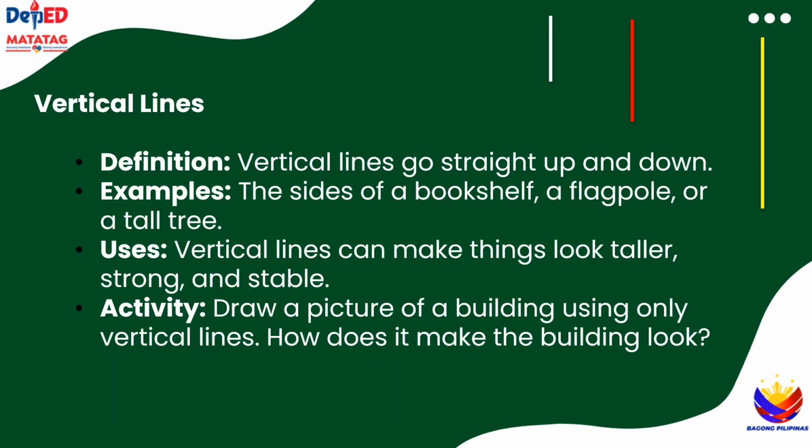Vertical lines go straight up and down. You can see them in the sides of a bookshelf, a flagpole, or a tall tree. Vertical lines can make objects look taller, stronger, and more stable. These lines often give a sense of height and strength.